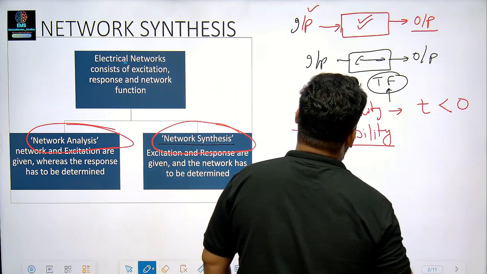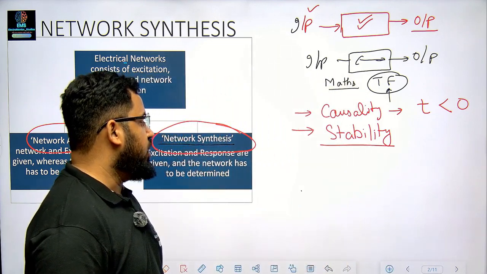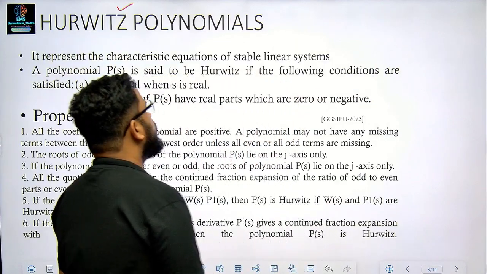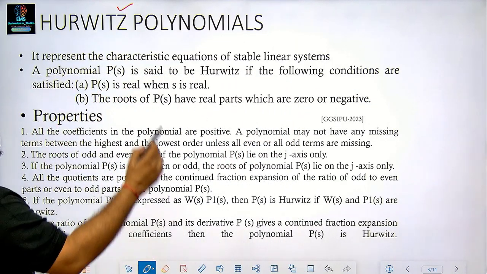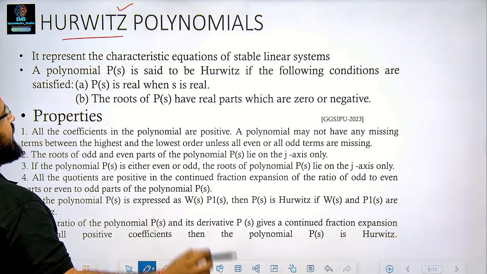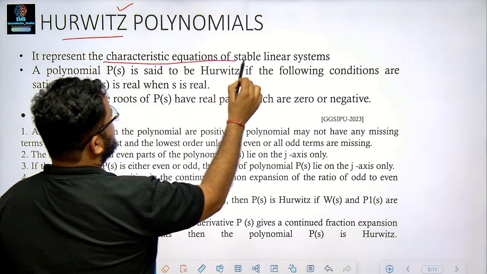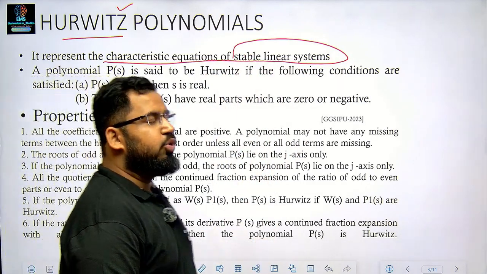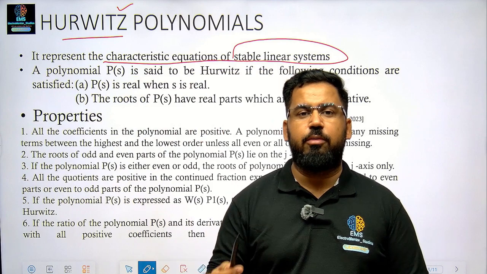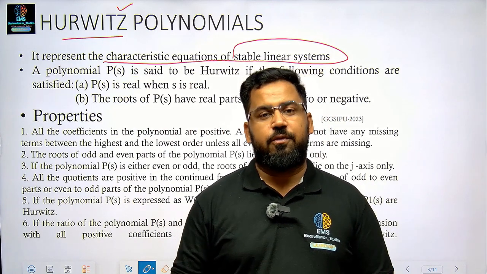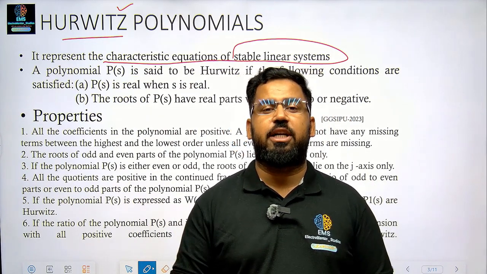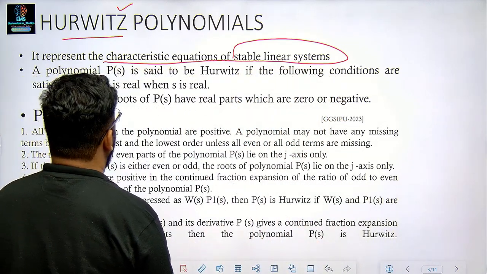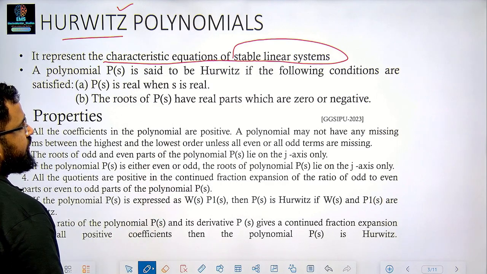And for stability, we have different tests. One of the tests is Hurwitz polynomial. For any polynomial, if it is a Hurwitz polynomial, that characteristic equation represents a stable linear system. So if a polynomial is called a Hurwitz polynomial, then we are sure that it is for a stable linear system.